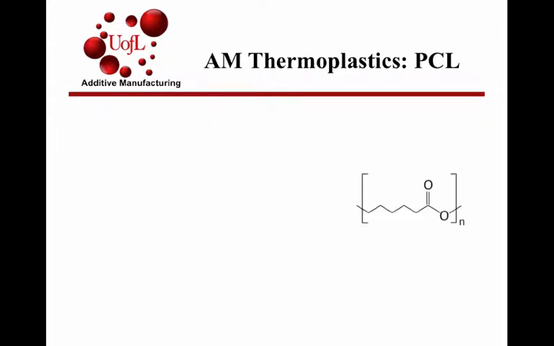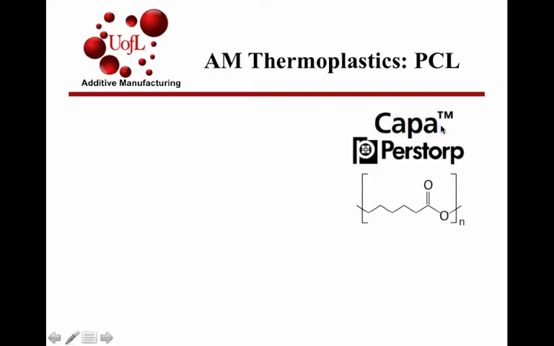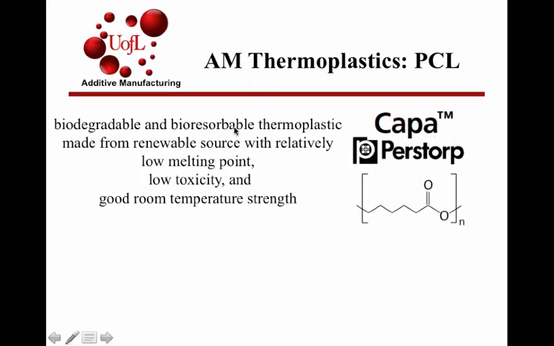A common thermoplastic that's used as filaments is polycaprolactone, a polyester. This is the ester group, and Capa is a trade name provided by Perstorp. One of the distinguishing characteristics of PCL is that it's a biodegradable and completely resorbable thermoplastic. So it's used for applications where it is an implant but something that disappears within the body once the wound has been healed. Another aspect is that it's made from a renewable source.